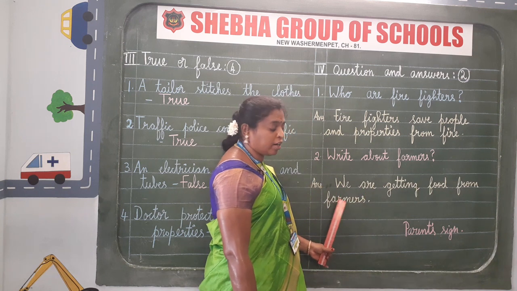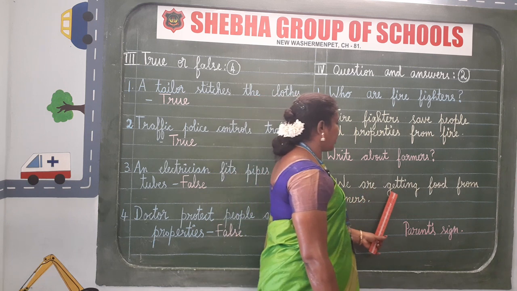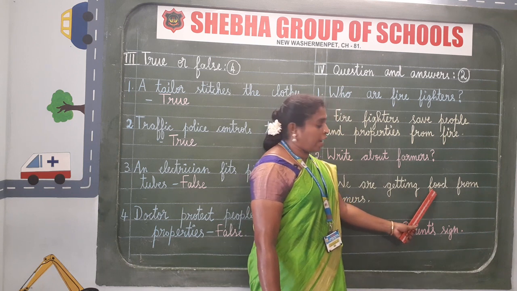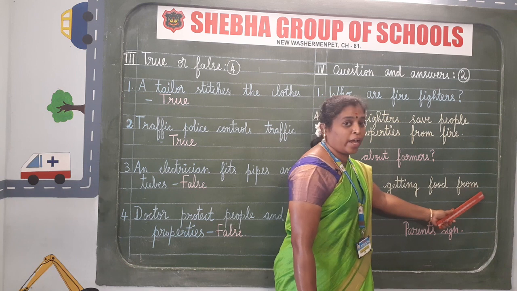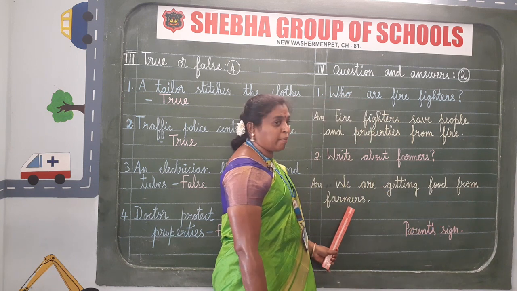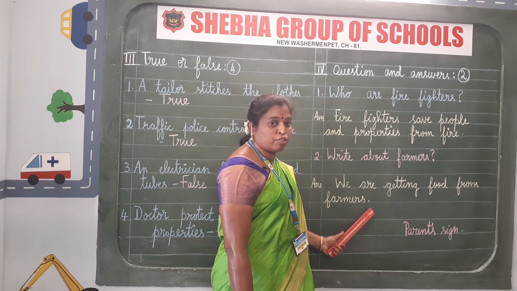Let me spell the word. Getting. G-E-T-T-I-N-G, getting. Food. F-O-O-D, food. From. F-R-O-M, from. Farmers. F-A-R-M-E-R-S, farmers. End the sentence with a full stop.